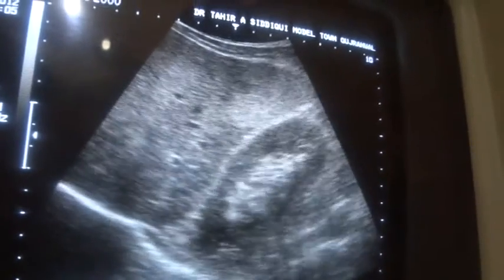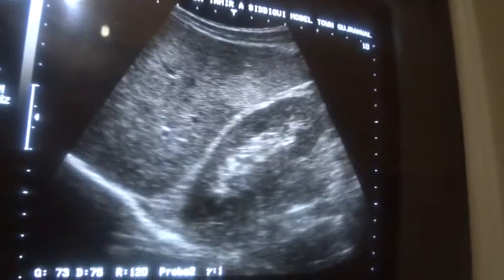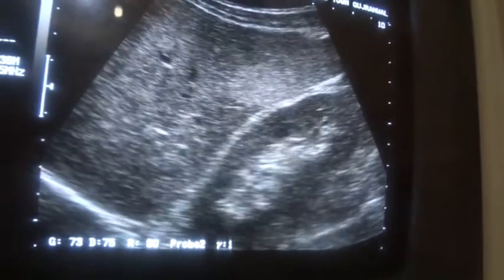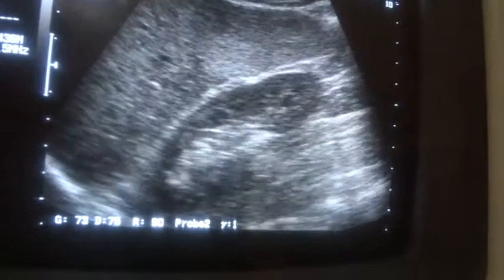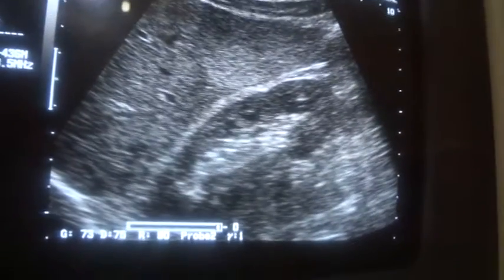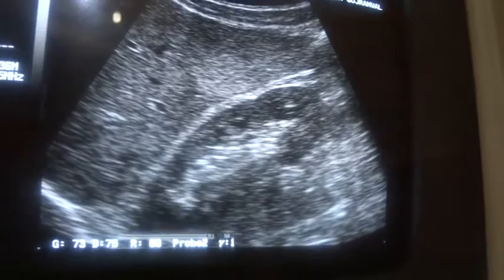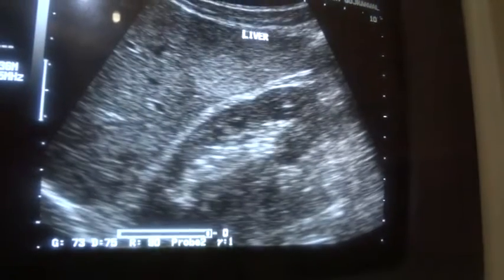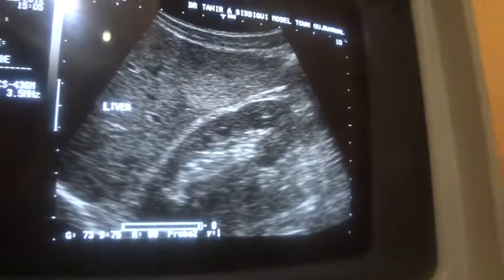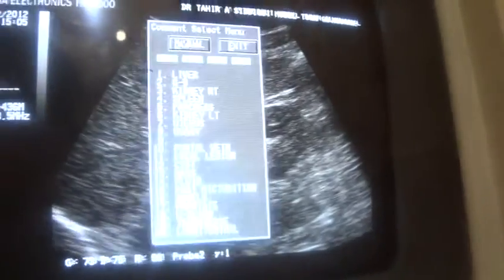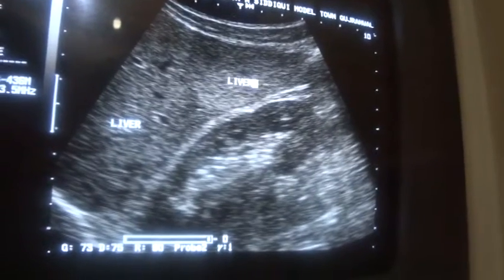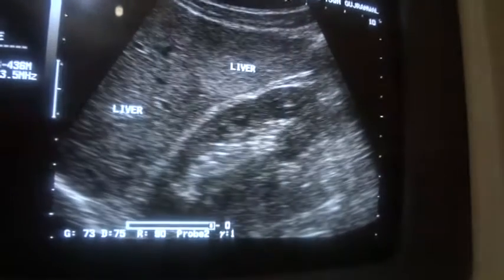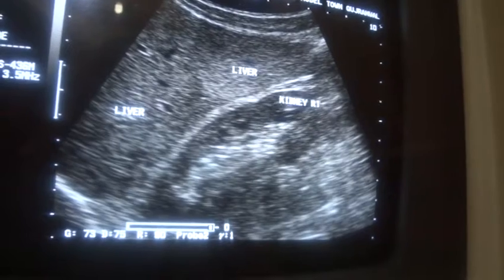Now this is the right kidney, and you see a patch of fatty liver anterior to the upper pole. This part of the liver shows normal echogenicity and texture, while this part of the liver is showing increased echogenicity with homogeneous texture.